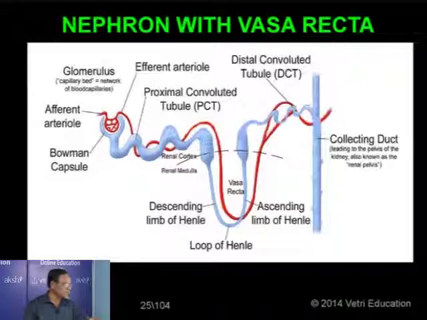So this is the descending limb of Henle in parallel with the vasa recta, and this is the ascending limb, which is also parallel with the vasa recta. Normally you see that one is going down and that one is going up like that. So this is a collecting duct, which leads towards the renal pelvis of the kidney, and this is the place where the urine is collected and finally carried away by the ureter.